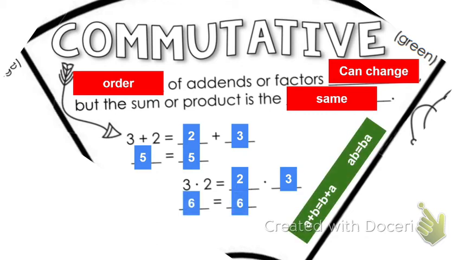So here's a letter version. A plus B equals B plus A. It doesn't matter where you put the numbers. It's going to be the same. And then A times B equals B times A, just like we showed you with the numbers.